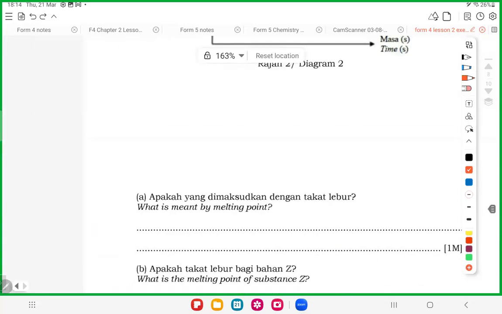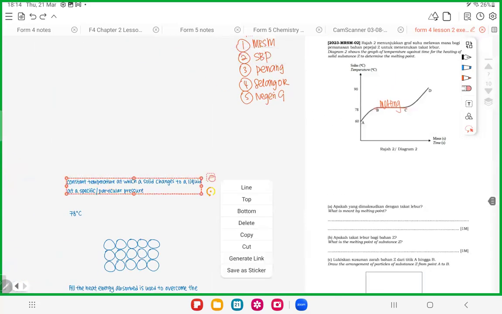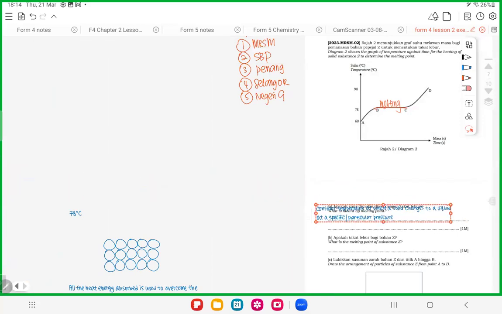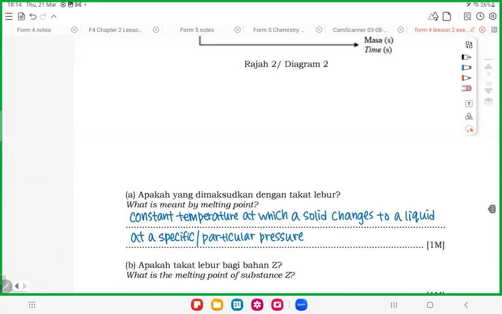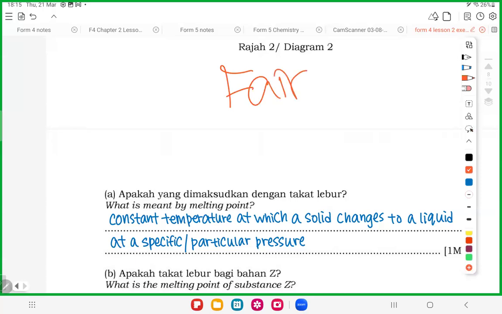Okay, first one. What is the meaning of melting point? That is easy, right? Melting point is a constant temperature where solid changes to liquid at a specific pressure. Please allow me to remind you all one more time: you need to write specific pressure. Don't forget to write the pressure. I always say it is very, very fair. If you forget to write the pressure, the examiner will forget to give you the mark. You forget, they forget. So you will get 0. So please be very, very careful with that.